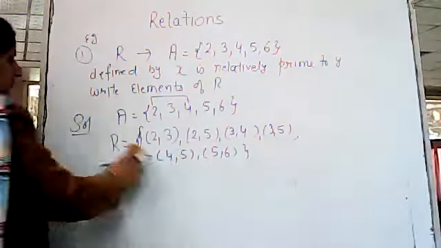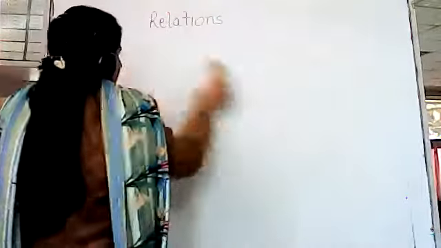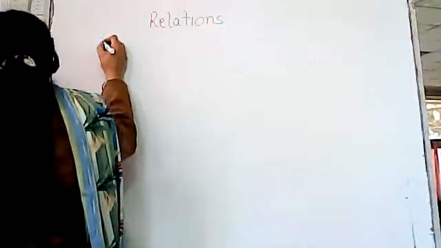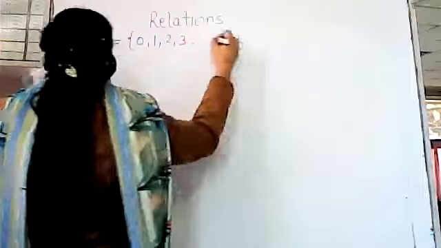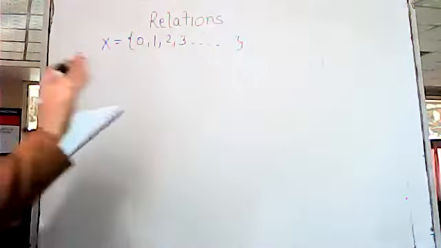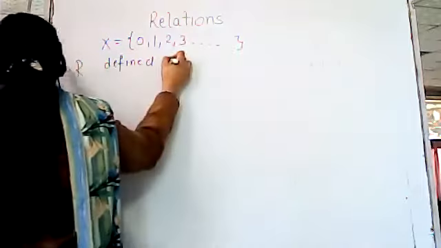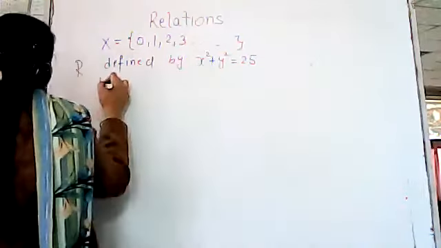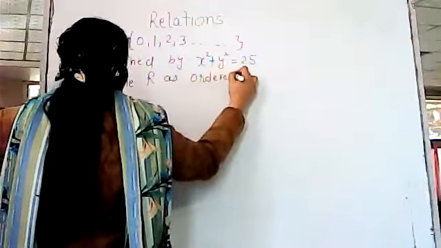So one more example that we are going to discuss. The next is, let R be a relation defined on set X. Set X consists of the elements 0, 1, 2, 3 and so on up to infinity. R is a relation defined by the equation x square plus y square is equal to 25. Write the relation R as ordered pairs.